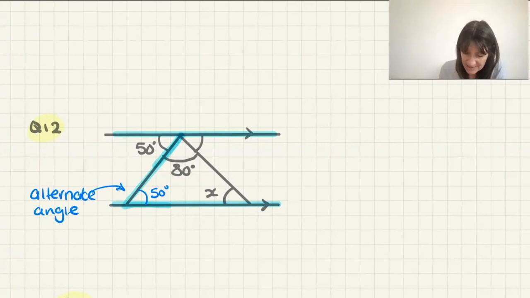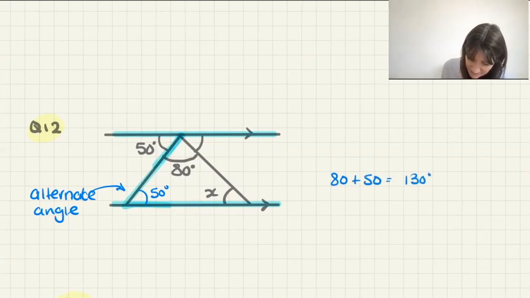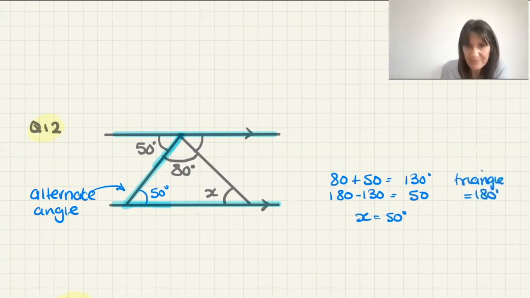Now I need to find X. I can see it's in a triangle. I've actually got two pieces of information, which means I can find the third. So I'm going to do 80 plus 50, which is 130. 180 minus 130 is 50. So my X is 50 degrees. And for that last bit of working out, I used triangle equals 180 degrees.